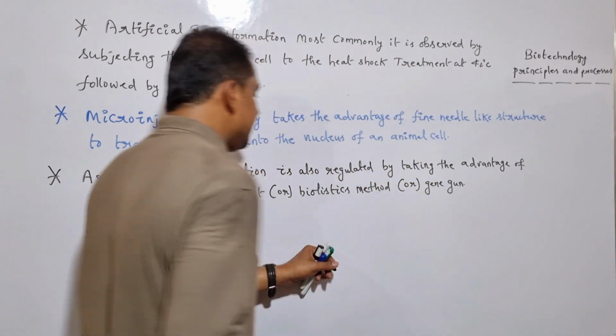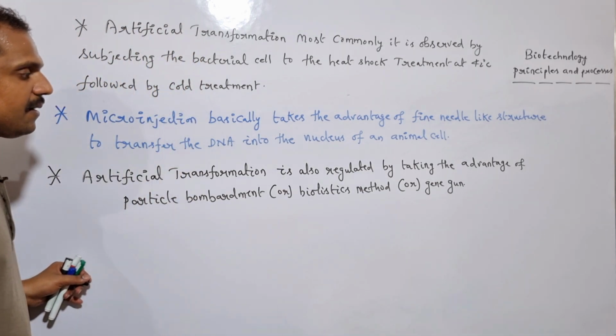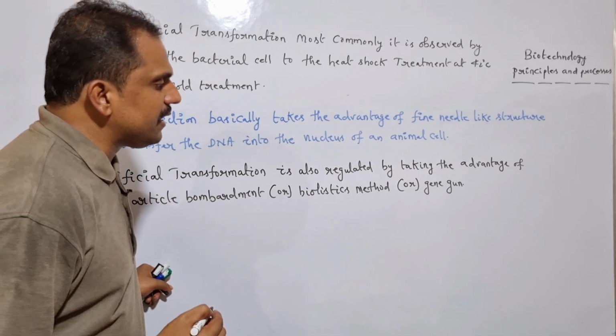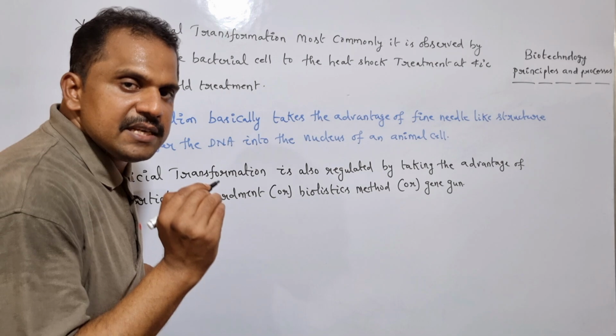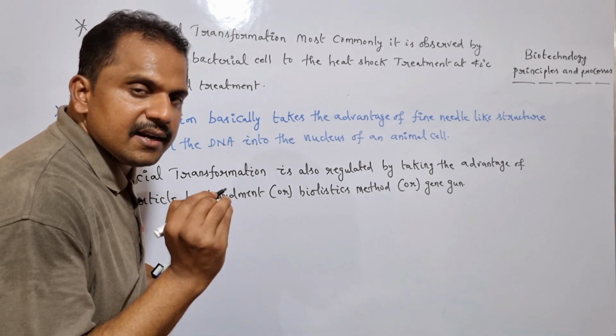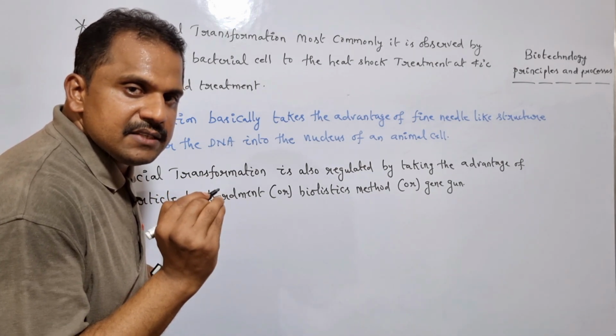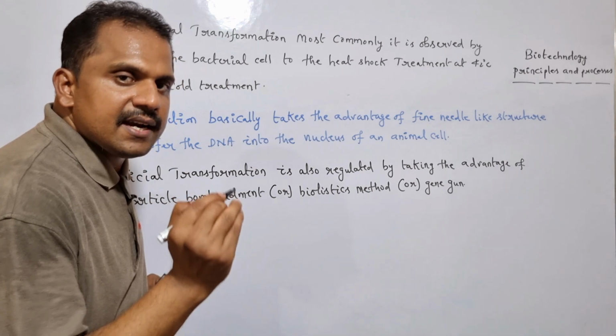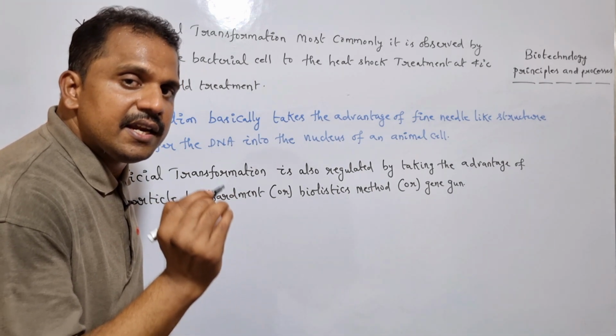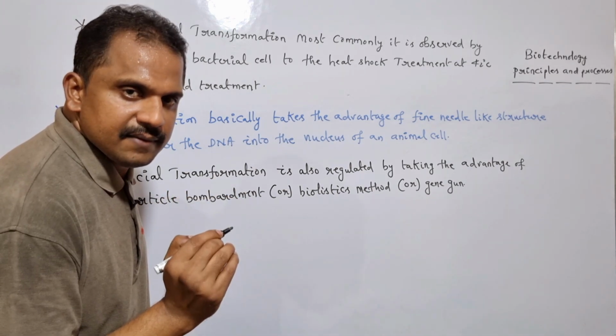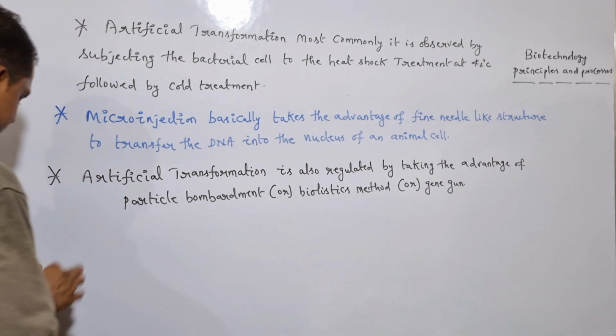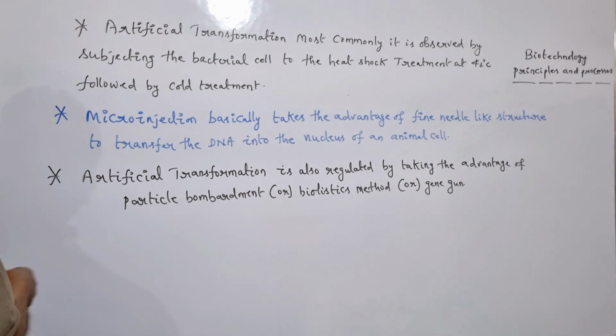So here, in case of the particle bombardment method, by taking the advantage of a specific device termed as gene gun, the specific microparticles like gold and tungsten, which are coated with the specific DNA, are successfully transferred at higher velocity into the nucleus of a biological cell. Is it clear? So let me write it here.